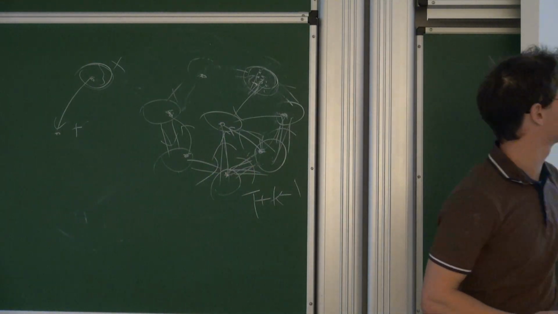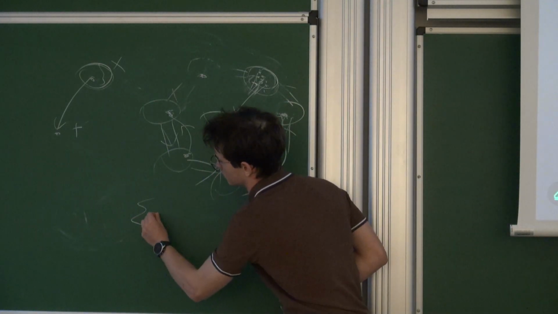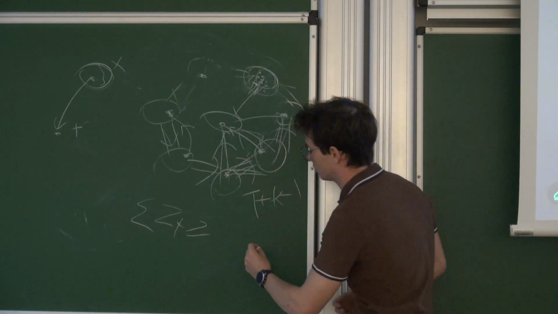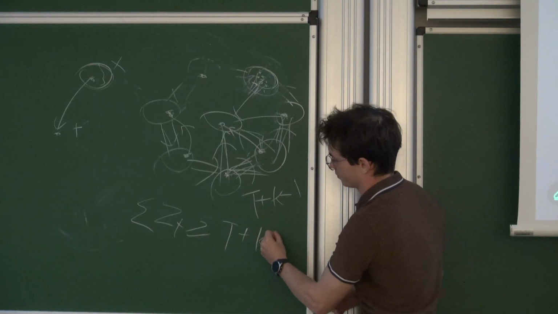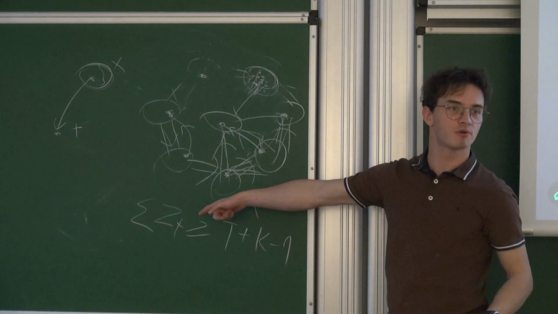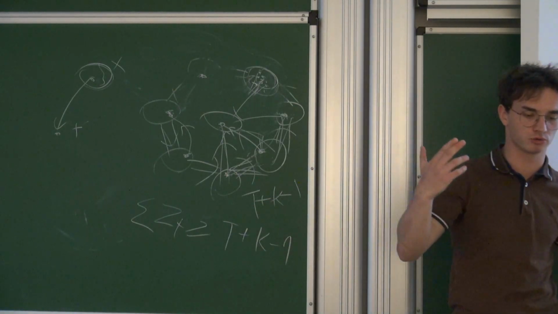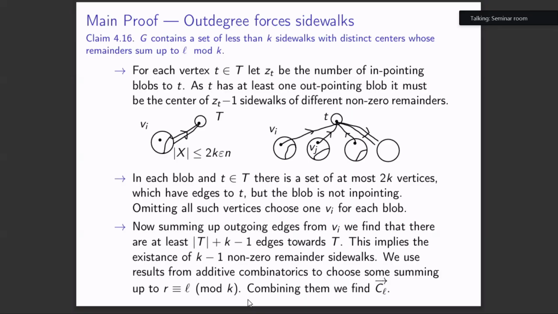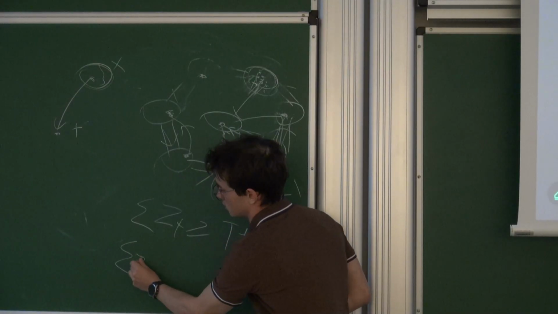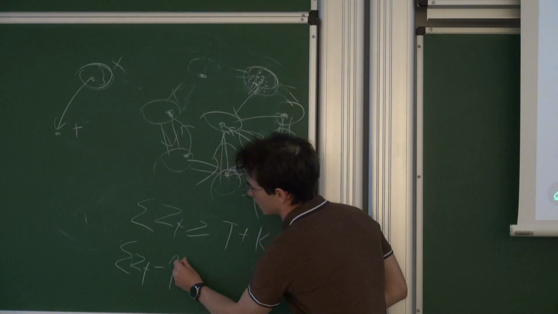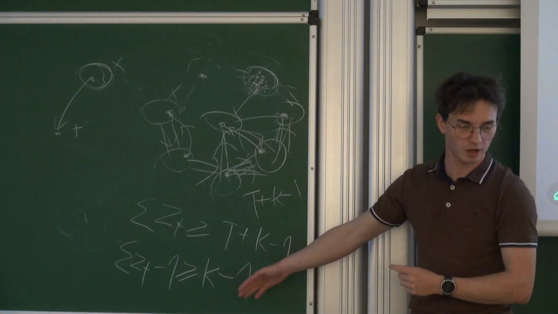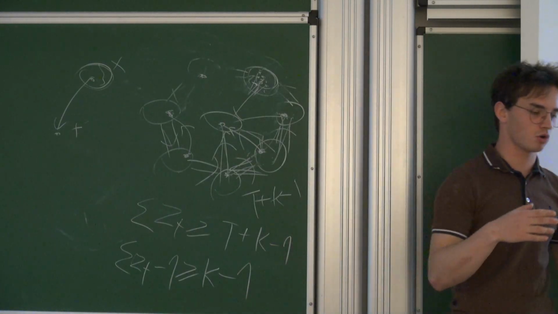In fact, this simply implies that the sum of ZTs is at least t plus k minus 1. What is the sum of zt minus 1, which is the number of, notice that this is just the number of sidewalks of different non-zero remainders for vertex t. Sum of zt minus 1s is greater than or equal to k minus 1. Okay? And this is already enough.